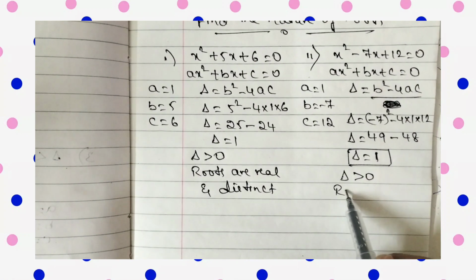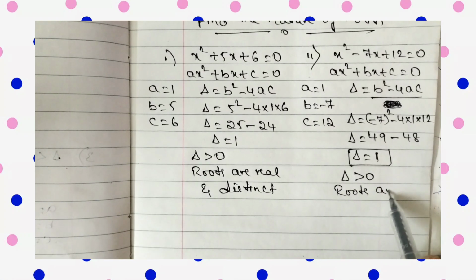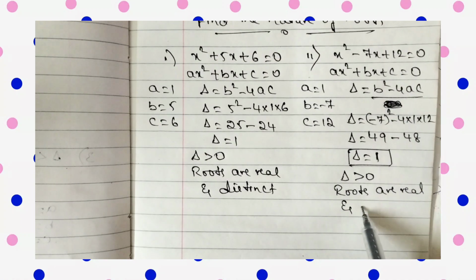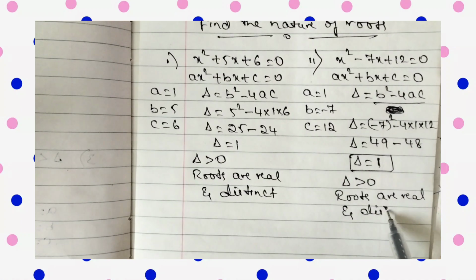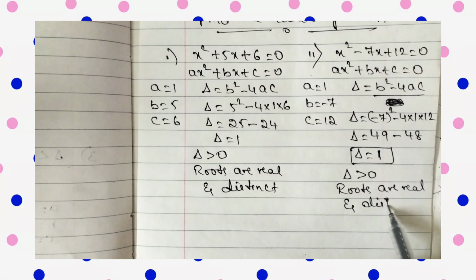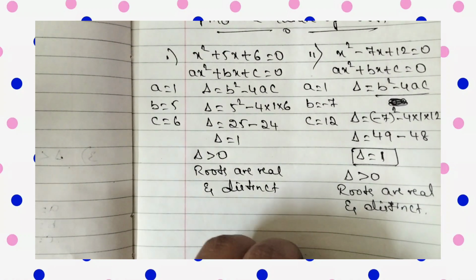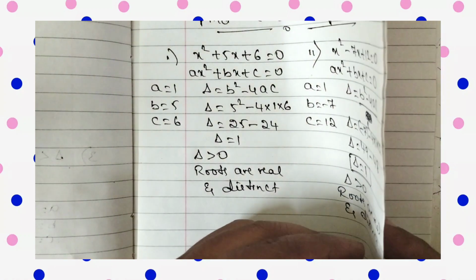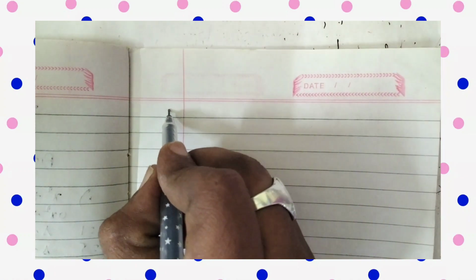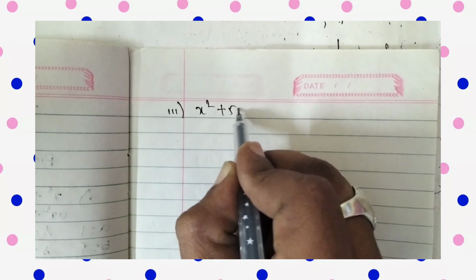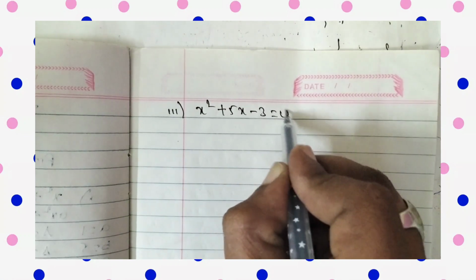If delta is greater than 0, then the roots are real and distinct. Because 1 is greater than 0, therefore the roots are real and distinct. The roots we are getting here are real but they are distinct, they are different. So like this we have to solve question number 2. Now let us move to question number 3. So let us see what is there in question number 3. In question number 3 they have given x square plus 5x minus 3 is equal to 0.